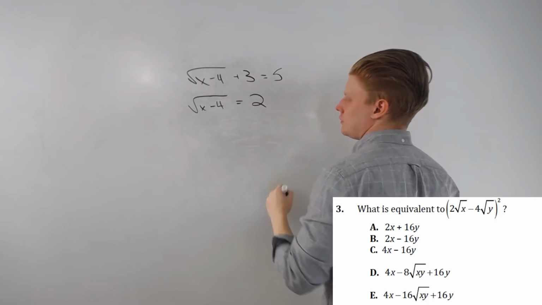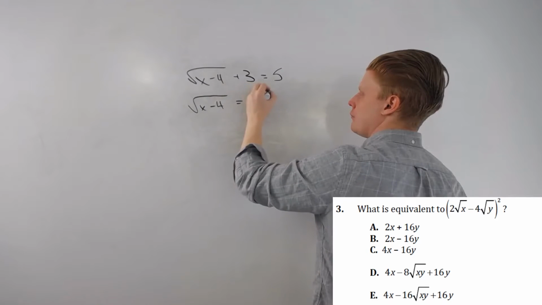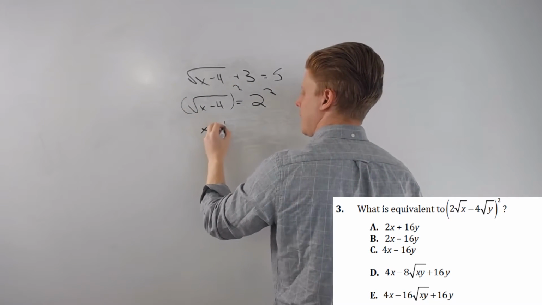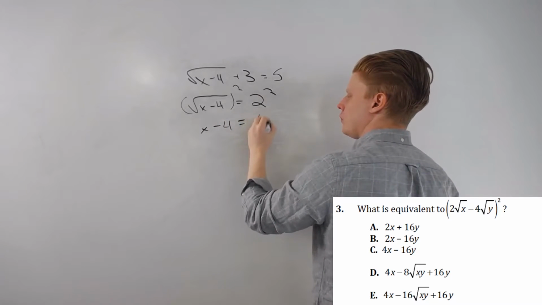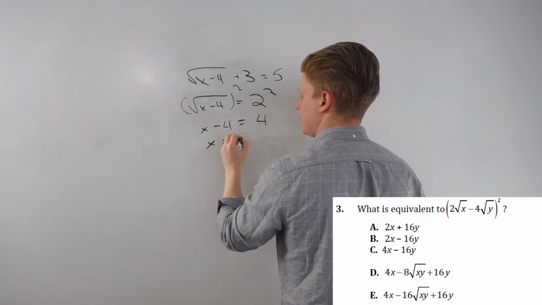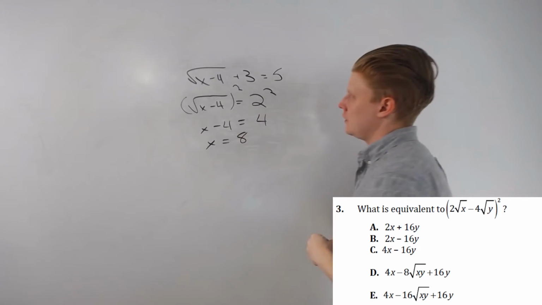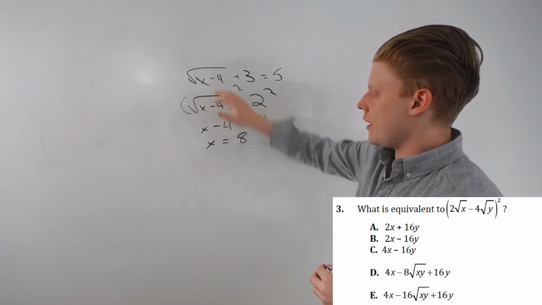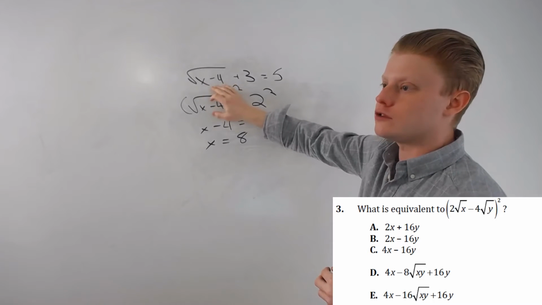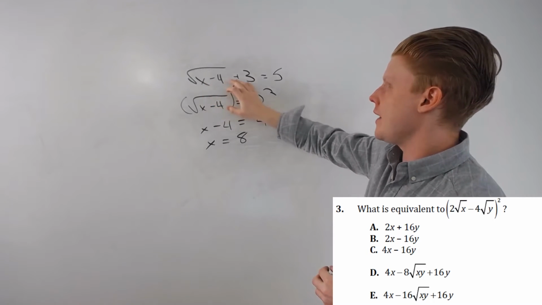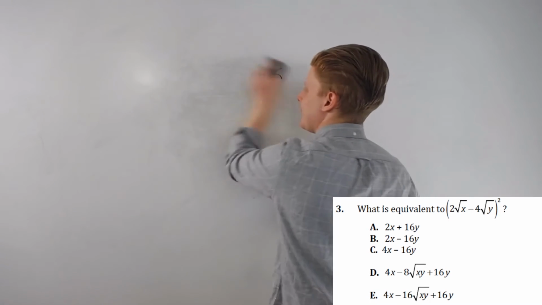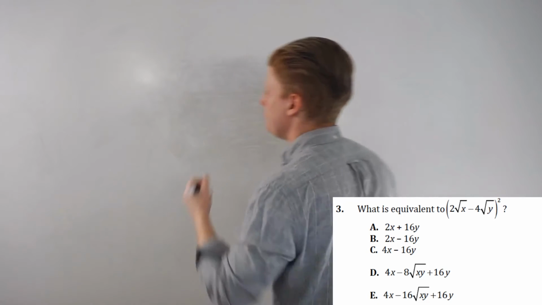Subtract 3 from 5, I get 2. Now I can square both sides to get rid of this radical, and I'm going to get x minus 4 equals 4. Add 4, I'm going to get x equals 8. You can check this too. So if I plug in 8 here, 8 minus 4 is the square root of 4. The square root of 4 is 2. I add 3 to it. That equals 5. Very nice.